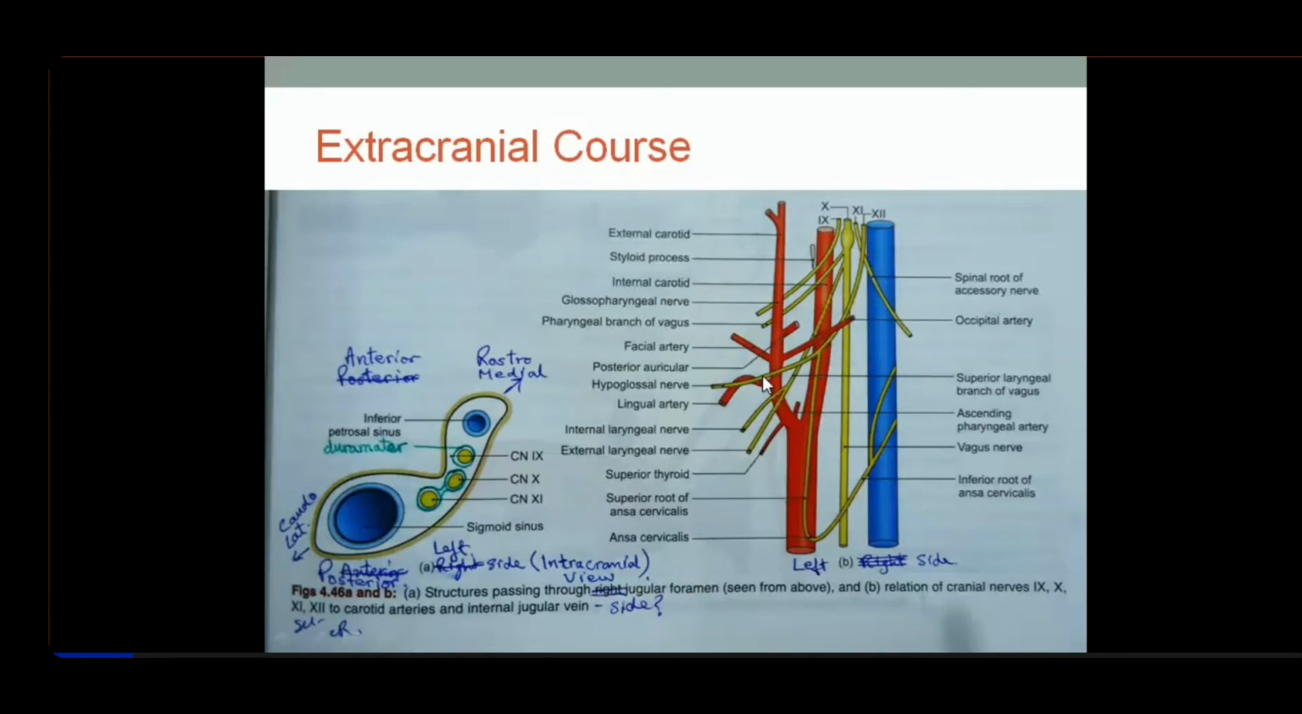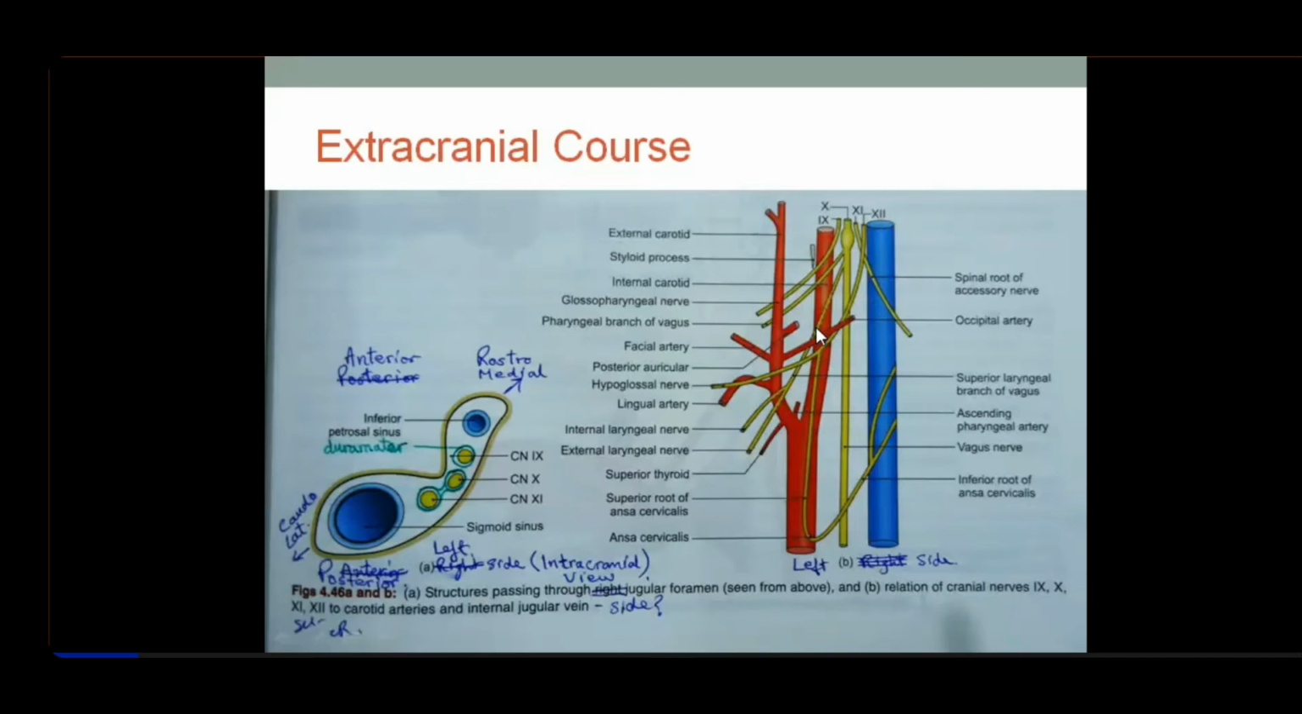So in its looped course, it crosses the two arteries superficially, like internal jugular and external jugular. So it crosses the two arteries superficially, unlike the two other nerves. Remember, the glossopharyngeal and pharyngeal branch of vagus were passing in between internal carotid and external carotid, while superior laryngeal was passing behind both these arteries. So remember the difference between this.